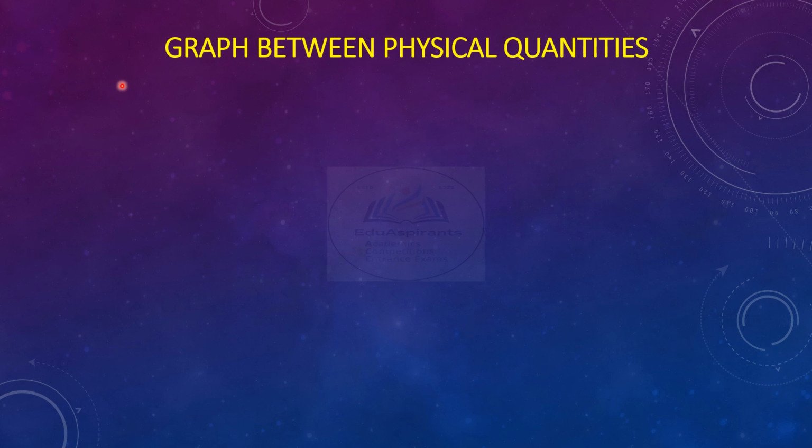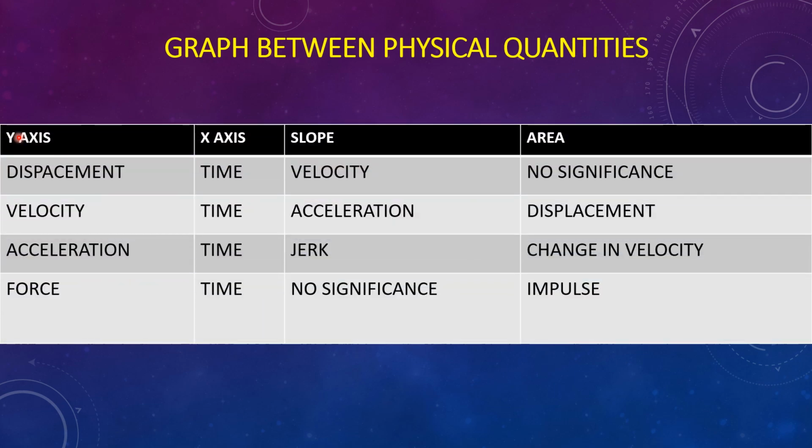Graph between physical quantities. In this we can see I have mentioned y-axis and x-axis, slope and area. So in first one, displacement is denoted in y-axis and time in x-axis. So the slope is velocity and the area has no significance in it.